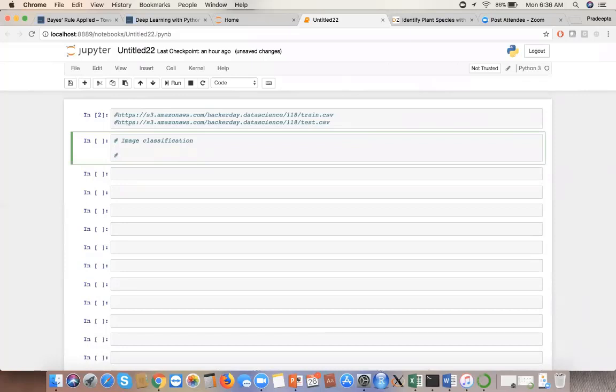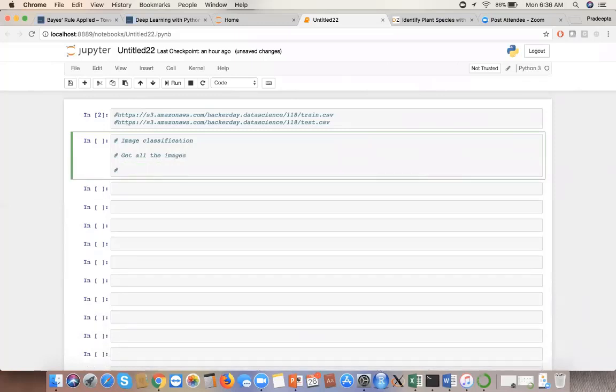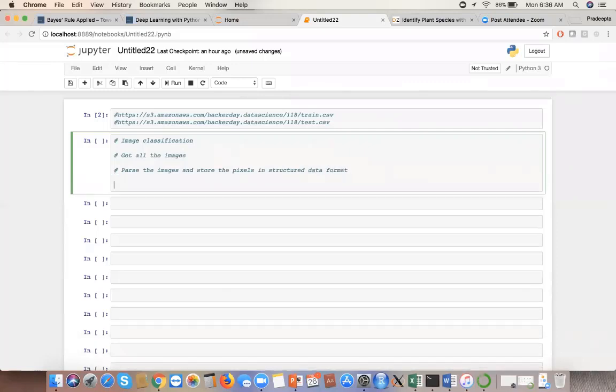So the first process is get all the images. Second step, parse the images and store the pixels in a structured data format. Then remove noise if present.